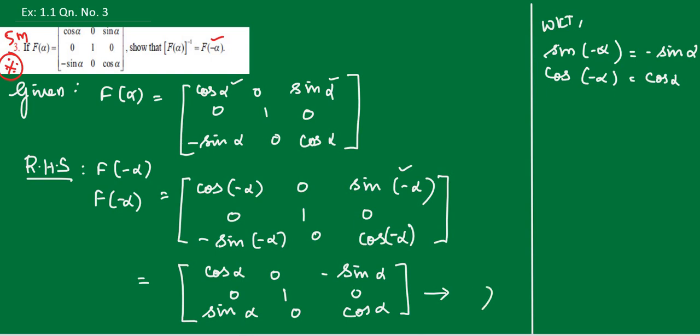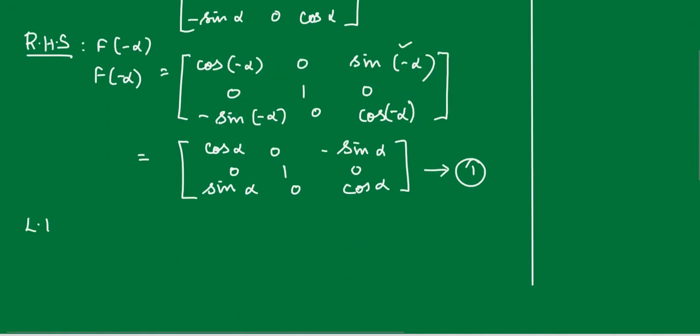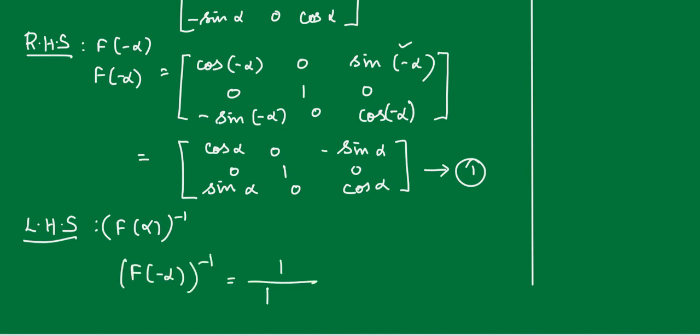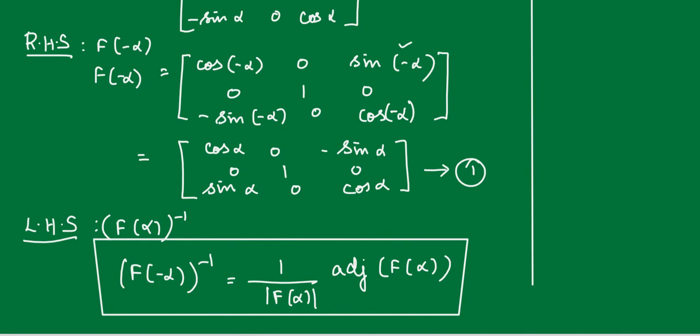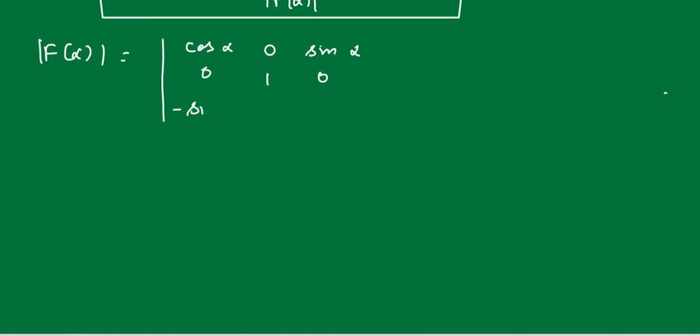Next step, we are going to find the left hand side. What is the left hand side? F of alpha whole inverse. You know the formula to calculate F of alpha whole inverse is equal to 1 by determinant of F of alpha into adjoint of F of alpha. So for this, first we calculate the determinant of F of alpha. So determinant of F of alpha is equal to determinant of the elements, that is cos alpha 0 sin alpha, 0 1 0, minus sin alpha 0 cos alpha.